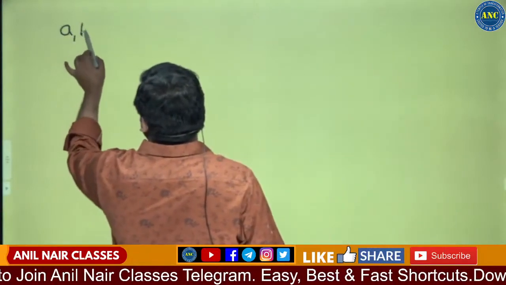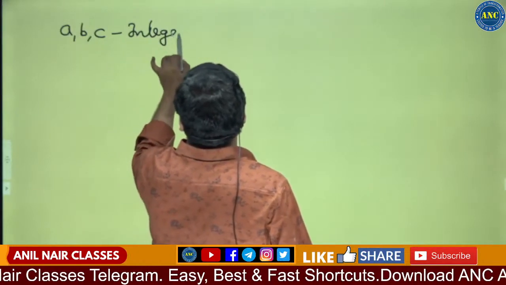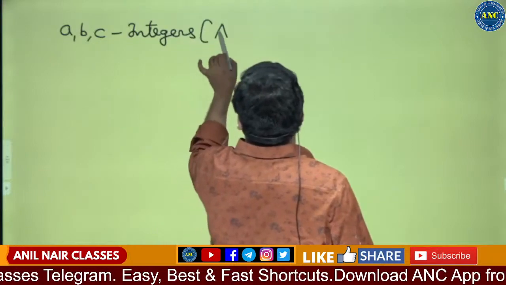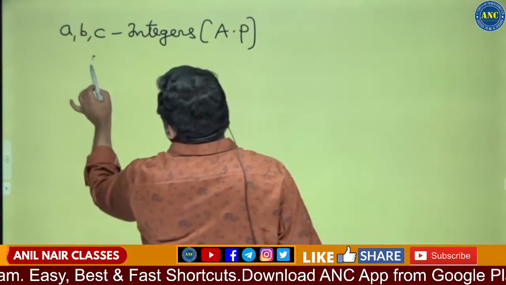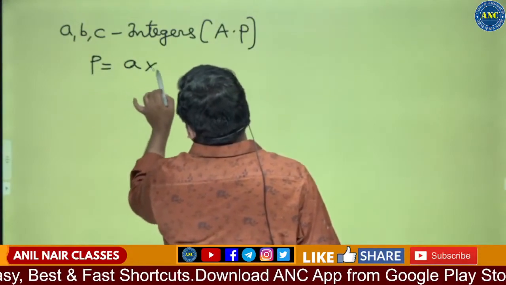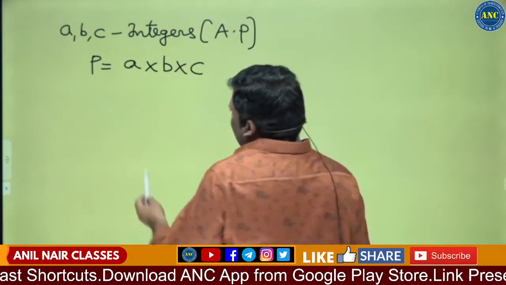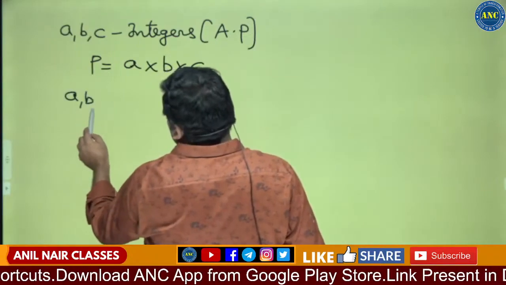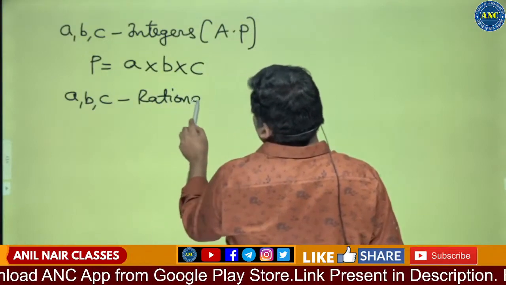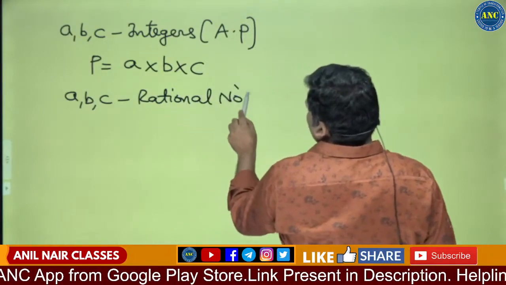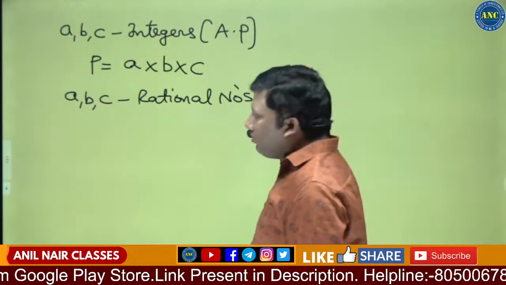A, B, C are integers, and the 3 terms are in AP. P is equivalent to A into B into C. Now A, B, C are rational numbers. I am giving you a variety of questions for you to think about. Rational numbers are also in arithmetic progression.